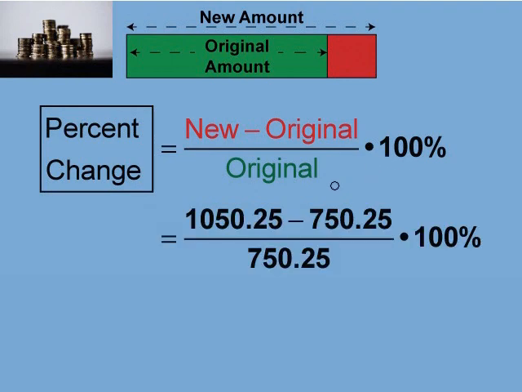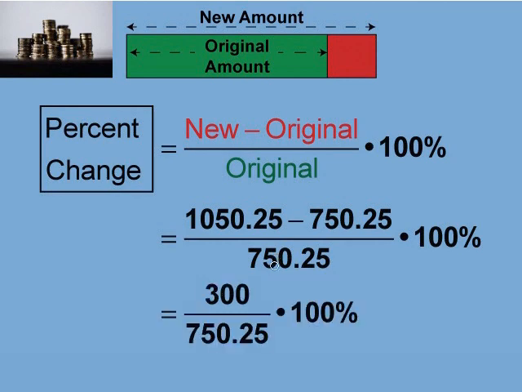So in the numerator, we subtract the original value from the new value to find the incremental change. We divide it by the original amount to find the fractional change. We simplify the fraction to 300 over 750.25. We get an approximate value of 39.99%. This is the percent increase. Let's look at a final example.